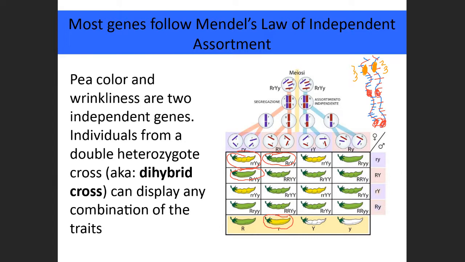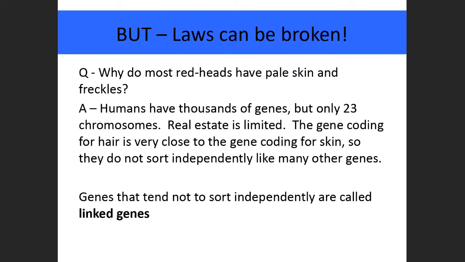So genes that are right next to each other and tend to go together are called linked genes. An example in humans would be a redhead. Red hair tends to go with pale skin and freckles. Of course, there are redheads that don't have pale skin and freckles, but most do. And it doesn't mean that it's one gene controlling all of those things. It's that those genes are right next to each other, so they tend to go together. So those are linked genes.